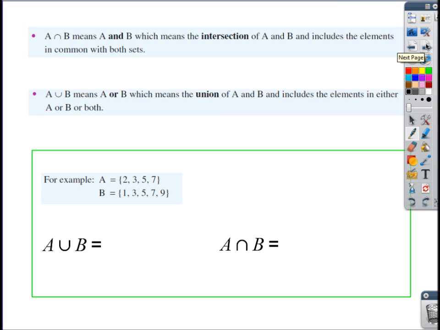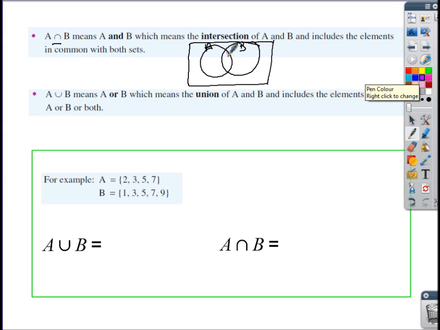Okay, let's talk about intersection and union. This symbol here, it's like an upside down U, means intersection. And this symbol here, which is the right way up U, but it's a bit fatter and flatter, means the union of 2 sets. So when I talk about the intersection of 2 sets, I'm talking about where the 2 sets overlap. So looking at a Venn diagram, say this is A here and B there, the intersection would be this space here where the 2 overlap.